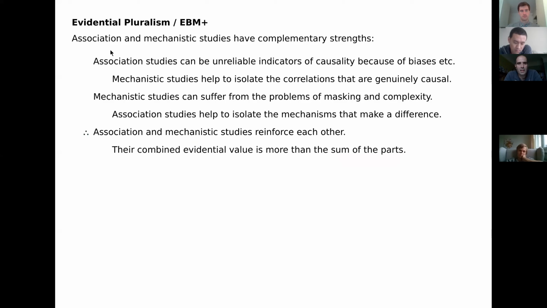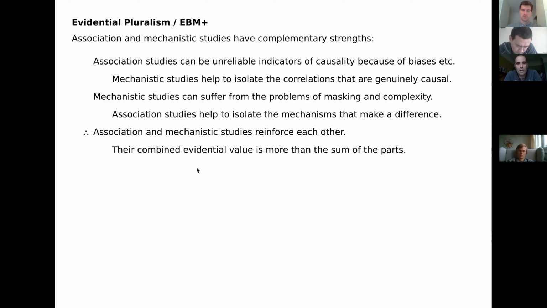So with evidential pluralism, the view is that association and mechanistic studies have complementary strengths. As we've seen, association studies can be unreliable indicators of causality because of biases and so on. And mechanistic studies help to isolate those correlations that are genuinely causal. On the other hand, mechanistic studies on their own have certain defects. Often you can get different mechanisms linking cause and effect. One mechanism may counteract the other and mask the effect of the other. And it can be difficult to work out what's going to happen overall in the mechanism complex. Mechanism complexes are also often very complex, and that can also make it hard to work out what's going to happen overall between A and B. And here association studies help to isolate those mechanisms that actually make a difference, where there's some net effect across the whole complex.